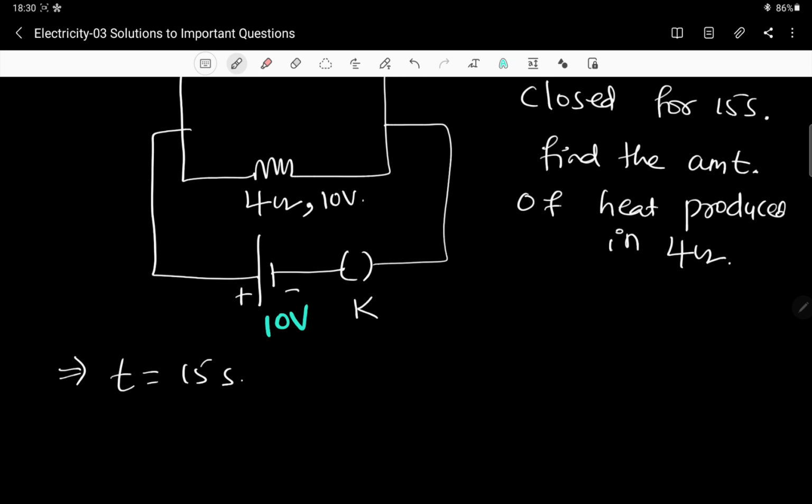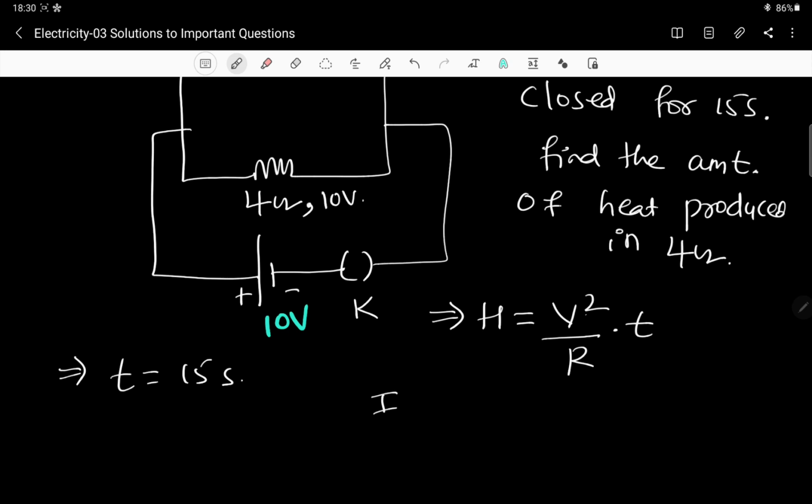Now if you want to know about heating, one formula is I square RT. We have one more formula, that is V square by R into T. Actually, the main formula is power into time, right? This power can be written as V into I, as I square R, and as V square by R also. We have V and R already, so instead of finding the current, you can use one trick: V square by R into T.